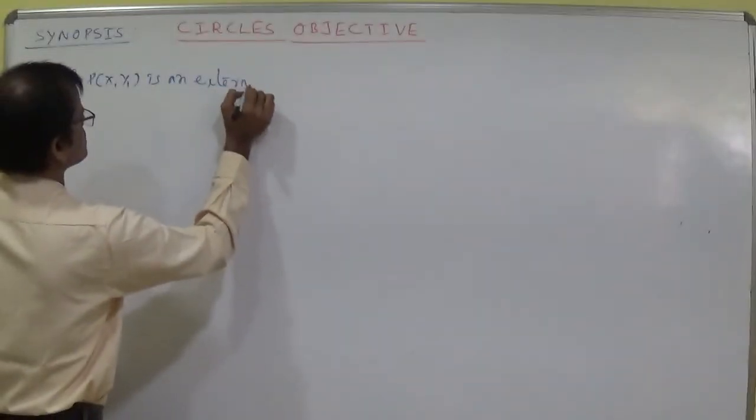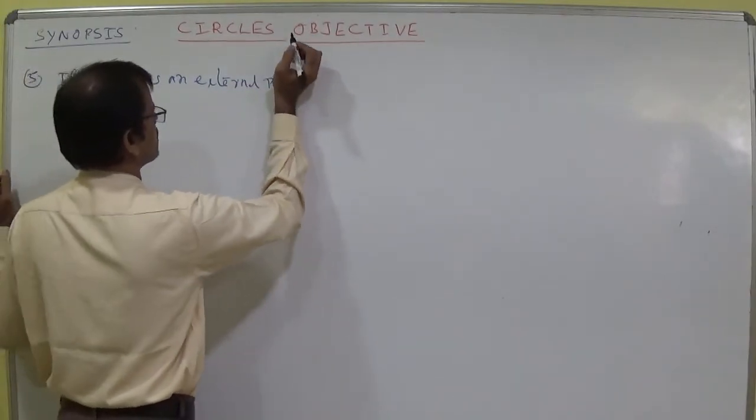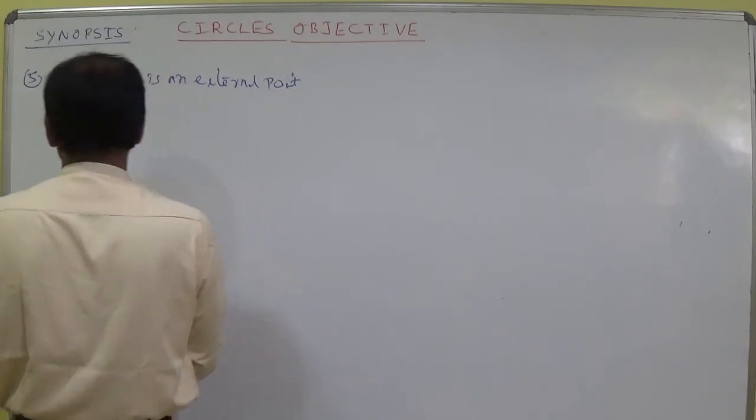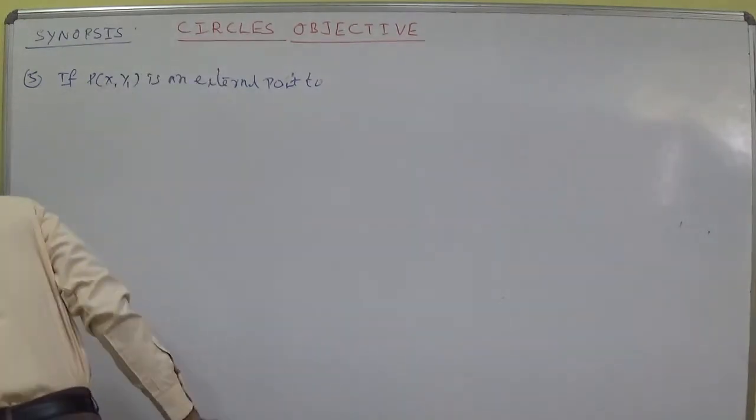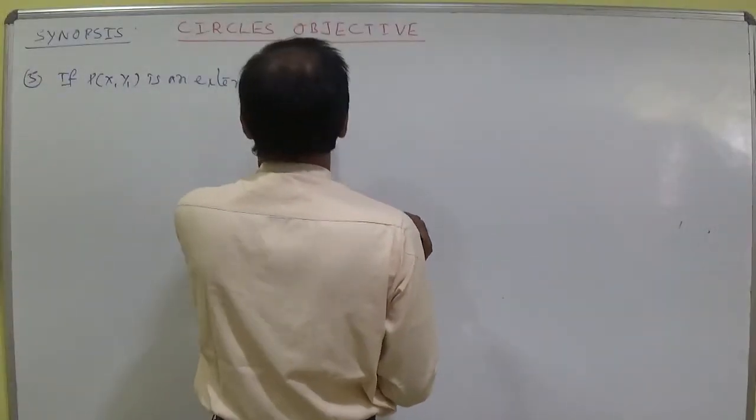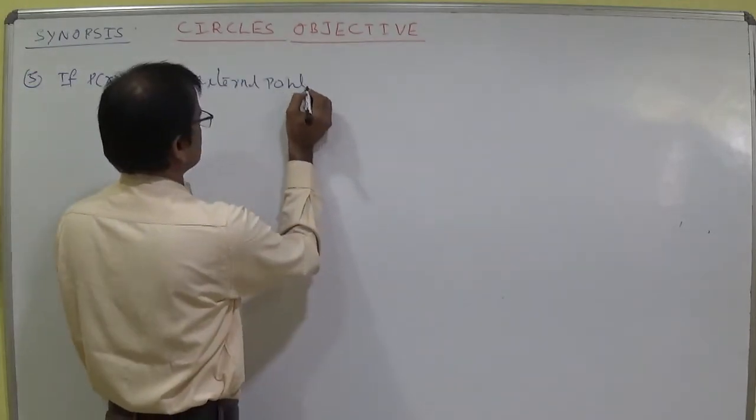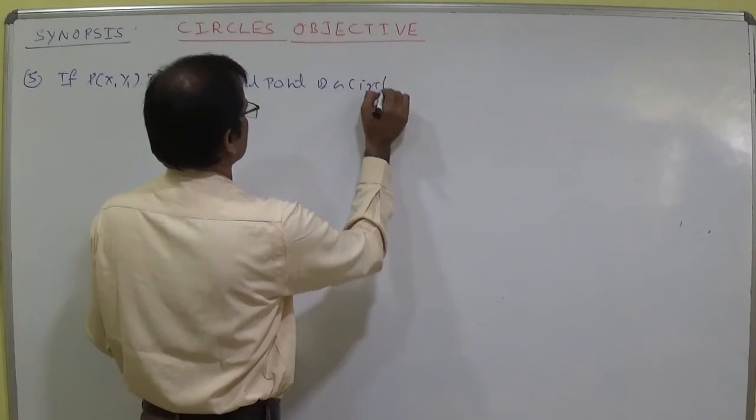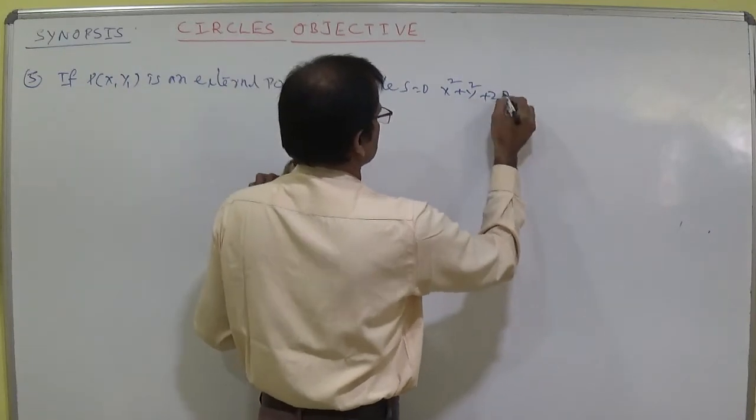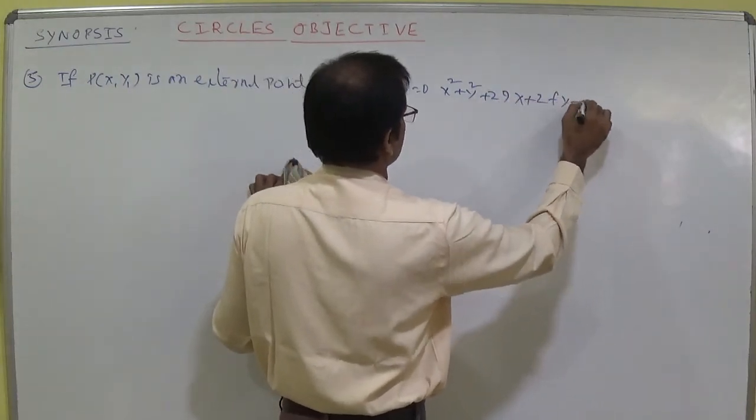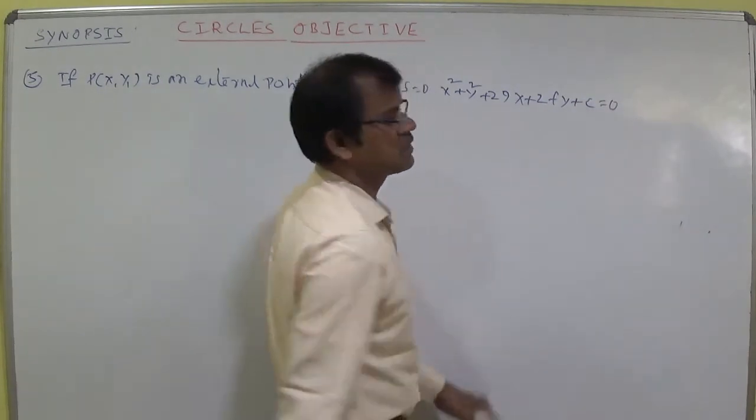If P(x1, y1) is an external point of a circle S equal to 0, I mean S means x square plus y square plus 2gx plus 2fy plus c is equal to 0.